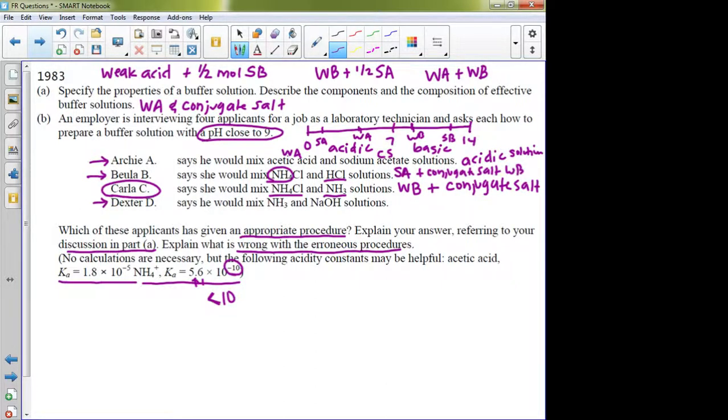And then we've got Dexter D. He used a strong base with a, what's NH3? Conjugate. What kind of base is that? Weak base. So is that even a buffer? No. So B and D are just wrong. Archie A, I mean, he was headed on the right track, just the opposite direction. He was on the right track, just going the wrong way. Does everybody see that? We feel good about that?